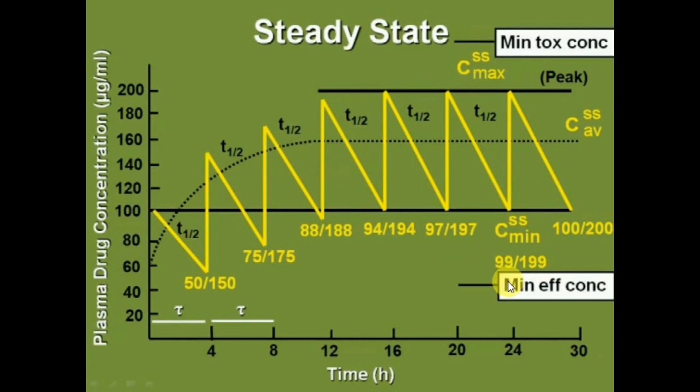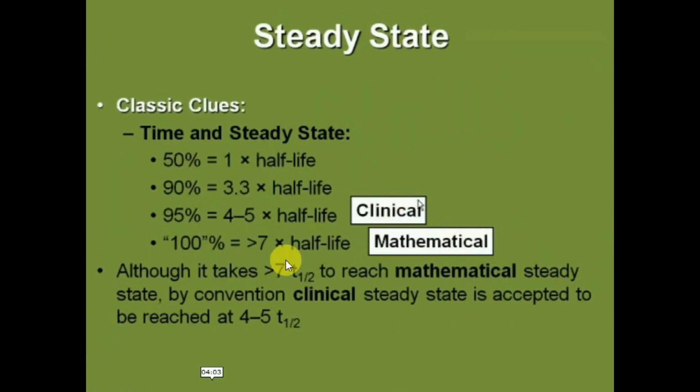This is the minimum effective concentration and this is the minimum toxic concentration, and the interval in between them is known as therapeutic index. This slide explains how we get the steady state.